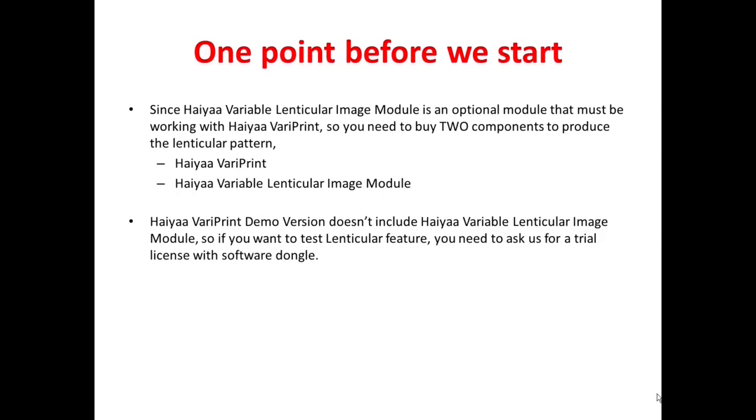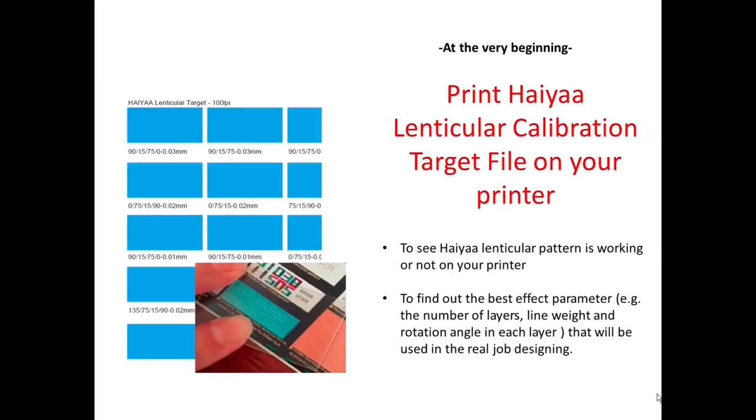And the second point, you can download the Haiyaa VariPrint demo version from our website, but the demo version doesn't include the Haiyaa variable lenticular image module. If you want to test the lenticular feature, you need to ask us for a trial license or special license with software dongle.